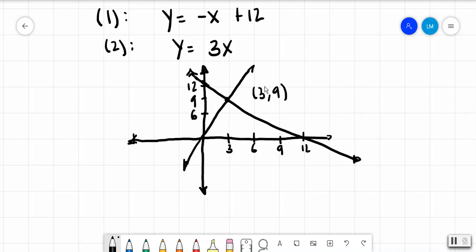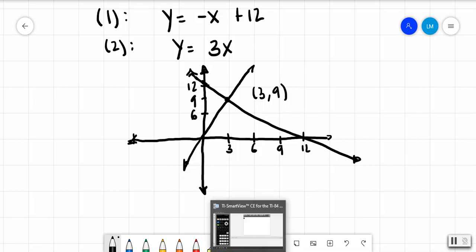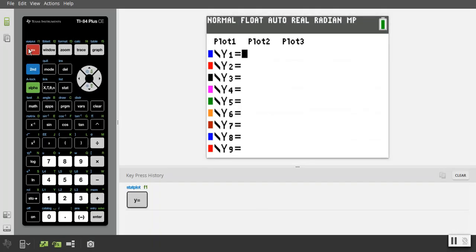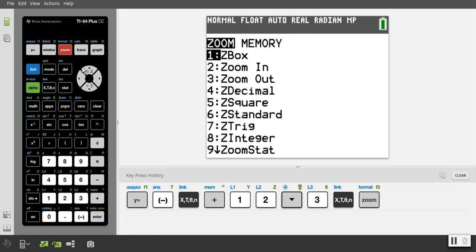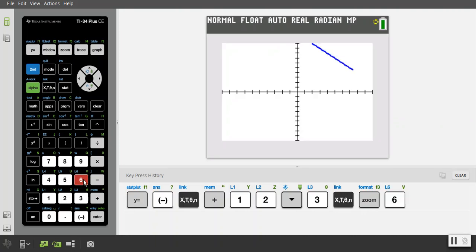Now, we can actually verify that that is in fact the solution because you can plug it in and see that 3 times 3 is 9 and that 12 minus 3 is 9. But another way that you can do this is by using the graphing calculator. So you could probably just plug in negative x plus 12, then just type in 3x. Go to graph, but make sure that it's on standard.